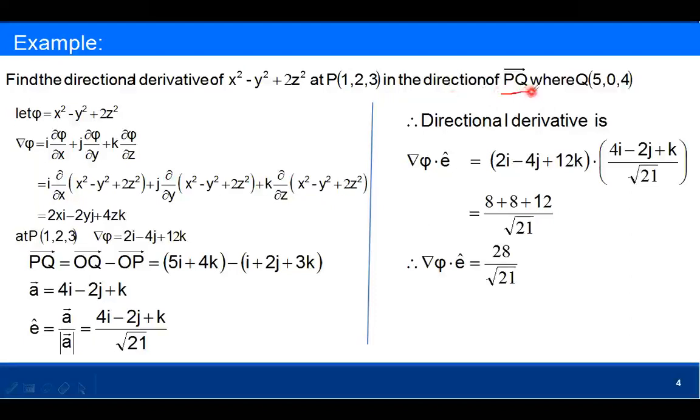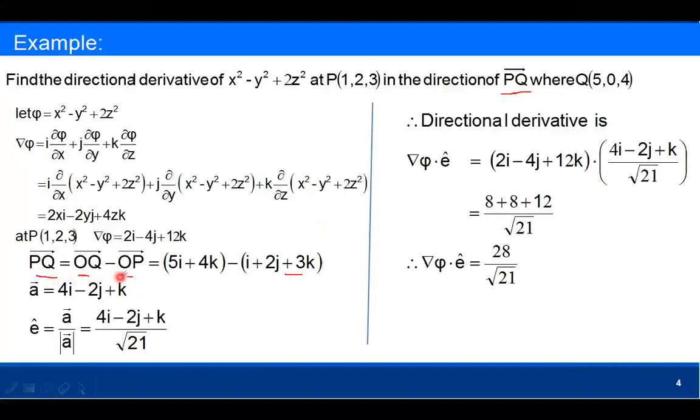So PQ is given by OQ bar minus OP bar. Suppose P is any point; if you write it in vector notation, OP bar equals i plus 2j plus 3k. Similarly, the vector form of Q is OQ bar equals 5i plus 0j plus 4k. Now we have to find the vector PQ bar, so PQ bar equals OQ bar minus OP bar.